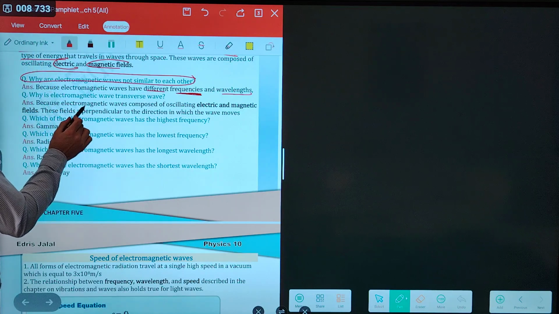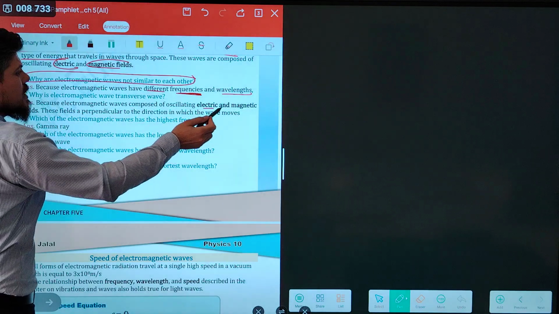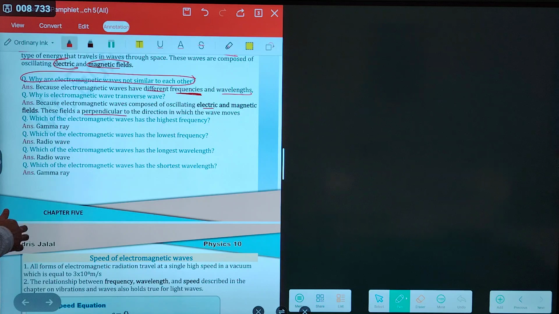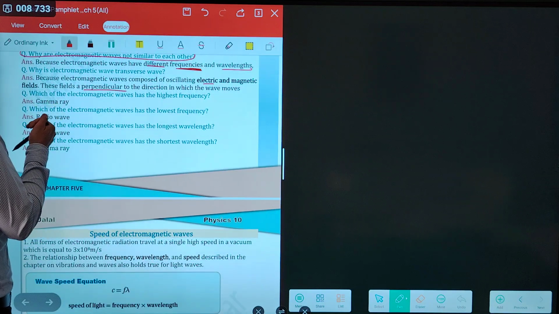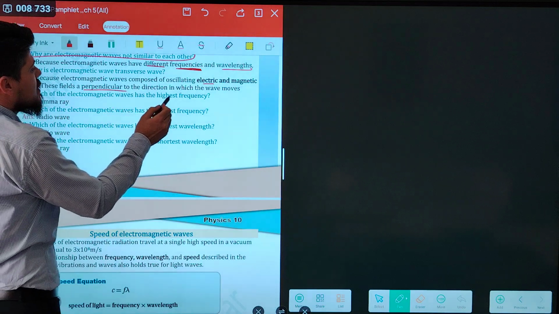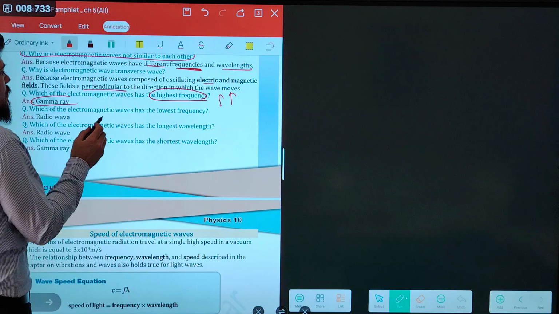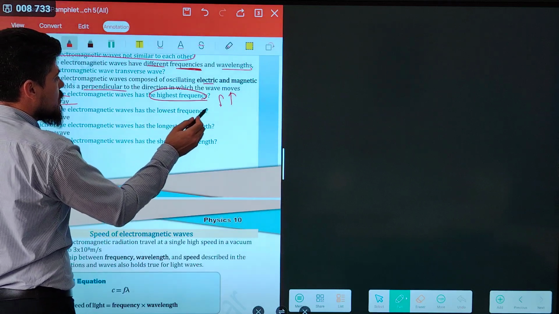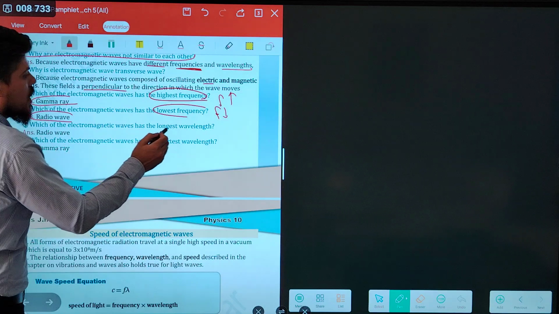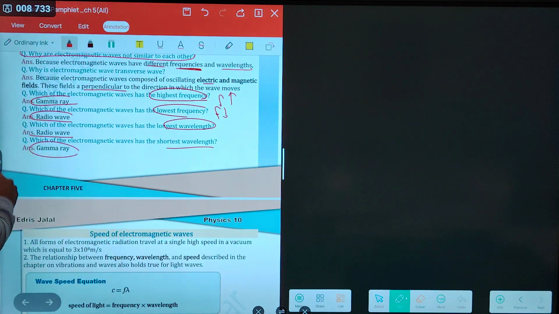Why is an electromagnetic wave a transverse wave? Because an electromagnetic wave is composed of oscillating electric and magnetic fields that are perpendicular to each other. It has up and down motion, and has no particles. They can even pass through a vacuum. Which electromagnetic wave has the highest frequency? Gamma ray. Which has the lowest frequency? Radio wave. Longest wavelength, radio wave. Shortest wavelength, gamma ray.